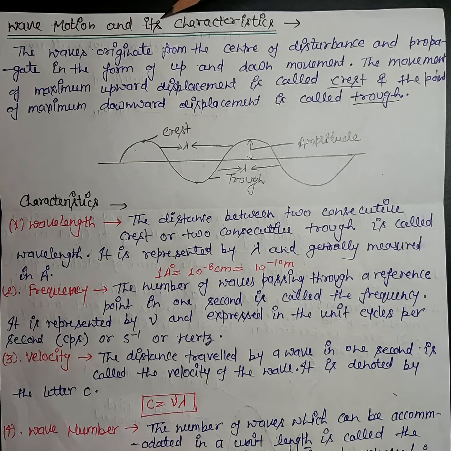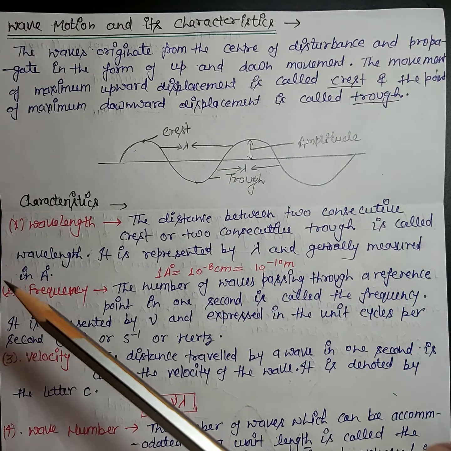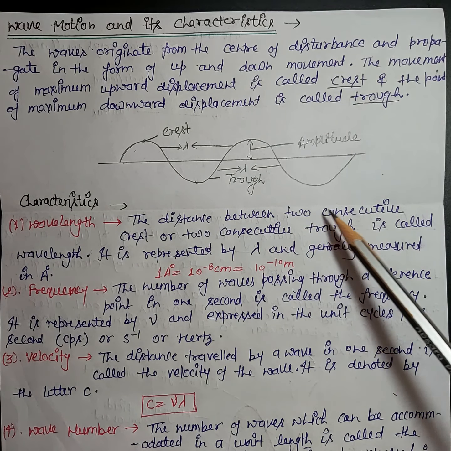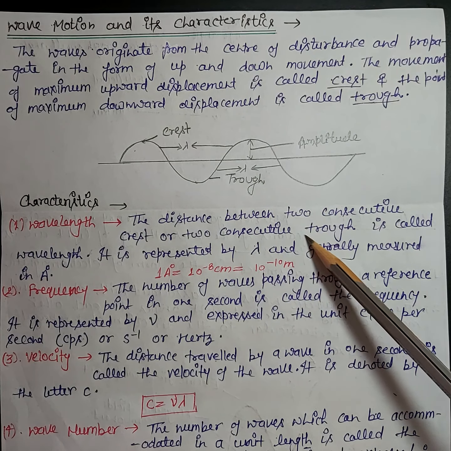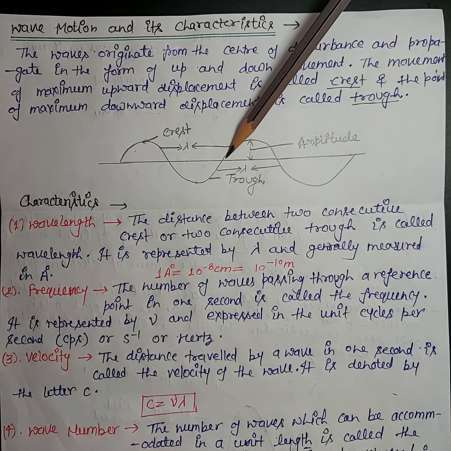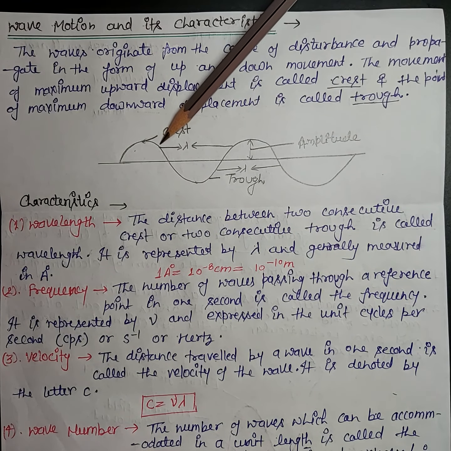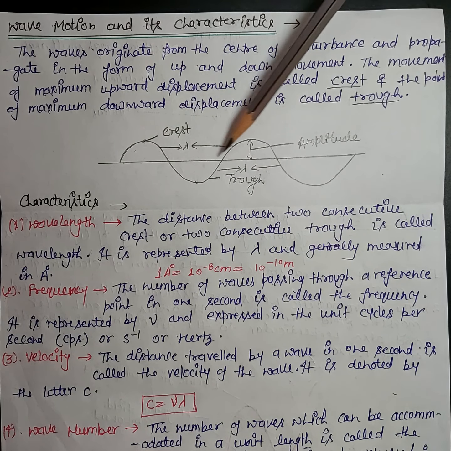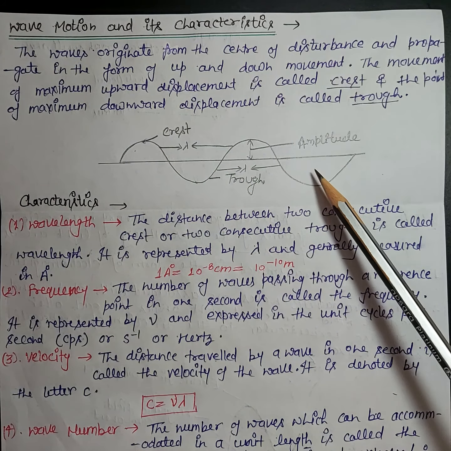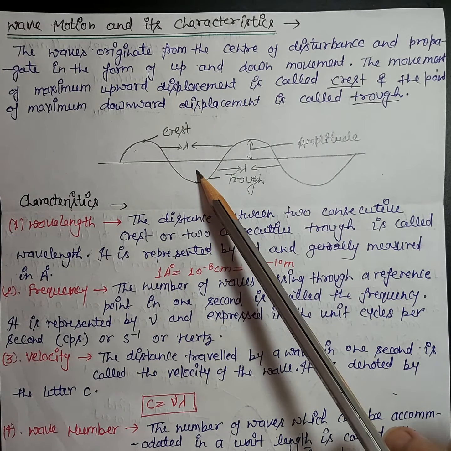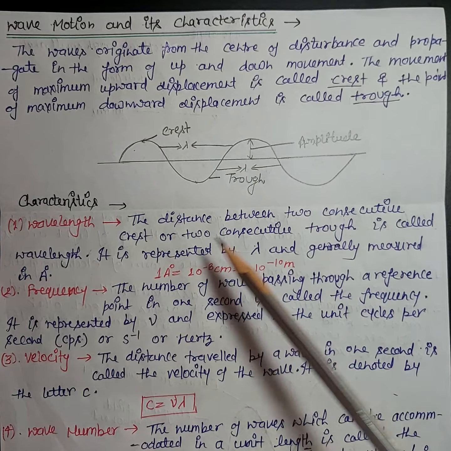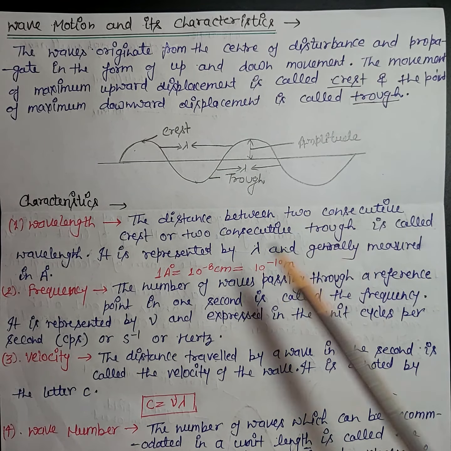Now we'll talk about its characteristics. Characteristic number 1, wavelength. What is wavelength? The distance between two consecutive crests or two consecutive troughs is called wavelength. If we take these two consecutive crests, the distance between them is known as wavelength. And if we take two consecutive troughs, the distance between them is also known as wavelength.